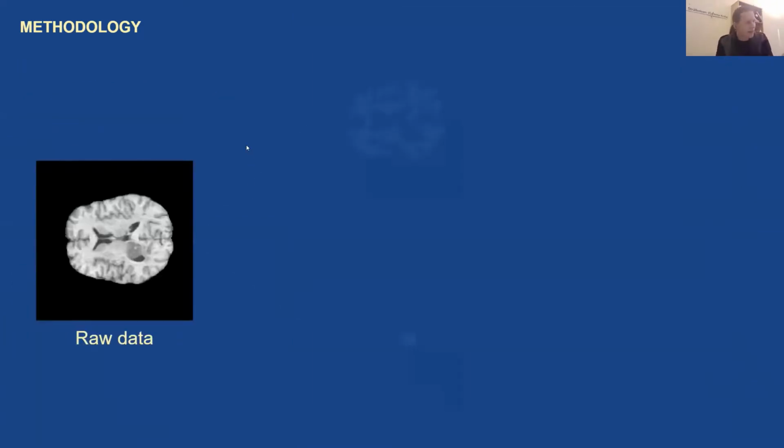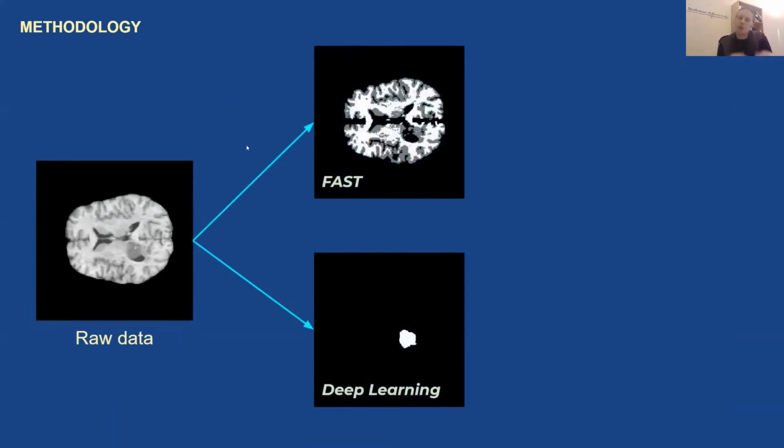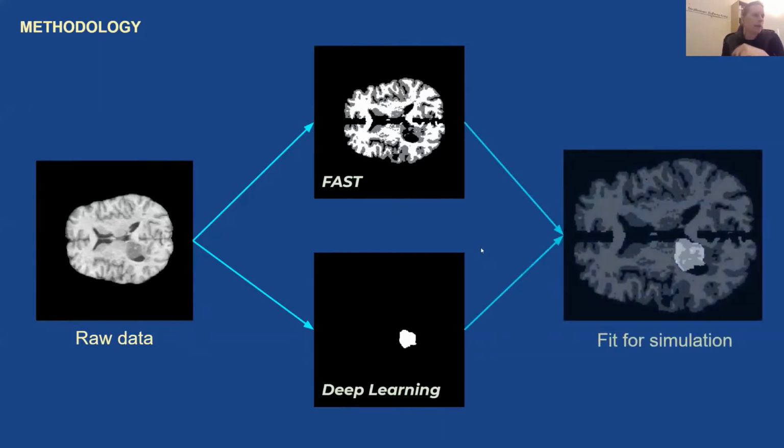So we had some raw data. We segmented it into tissue type and GTV using automated methods, purely because of the sheer volume of data we had to deal with. And you combine these two to get something that is actually fit for simulation.